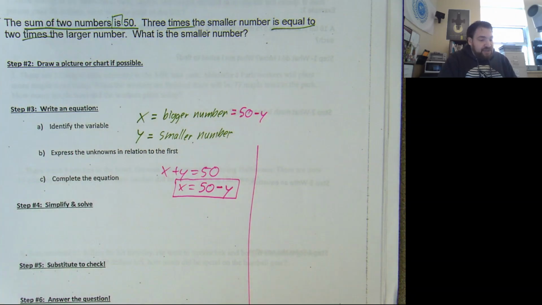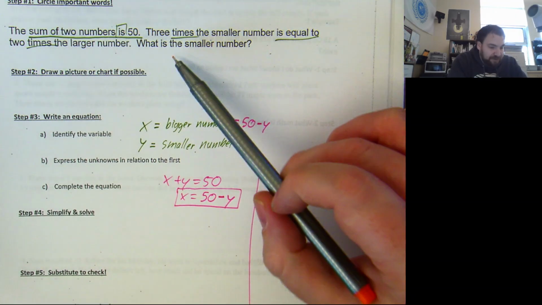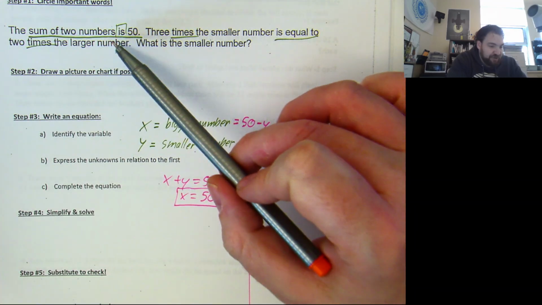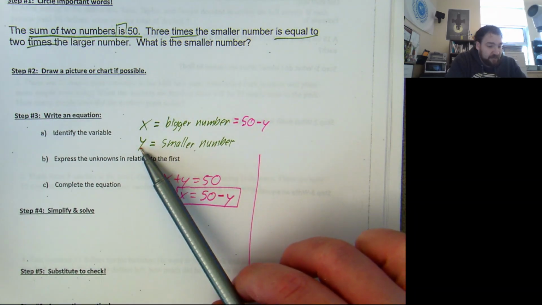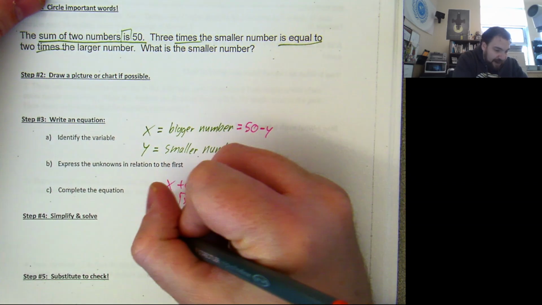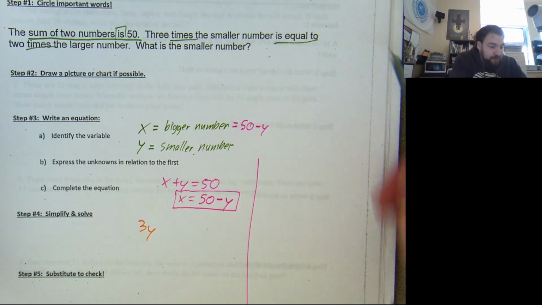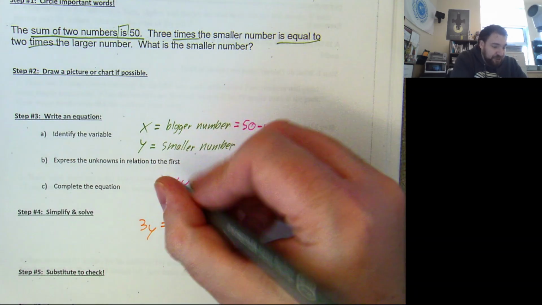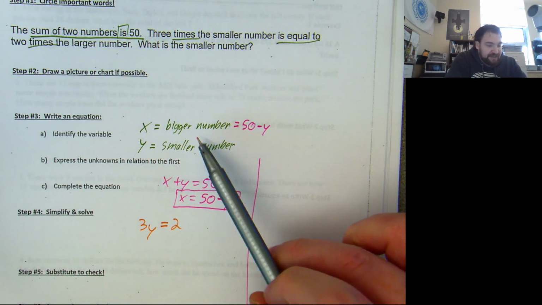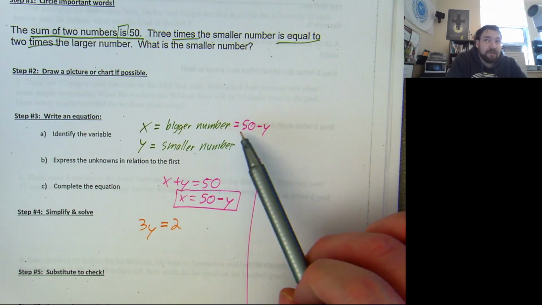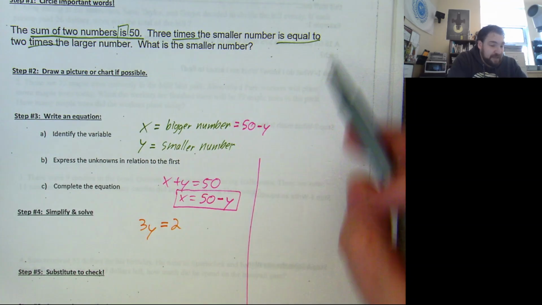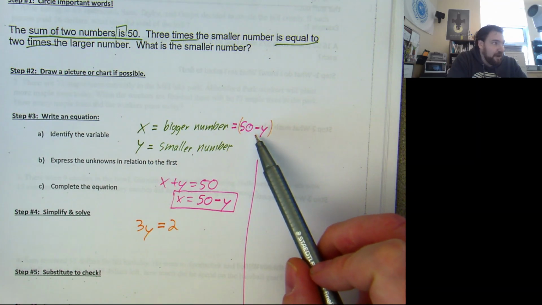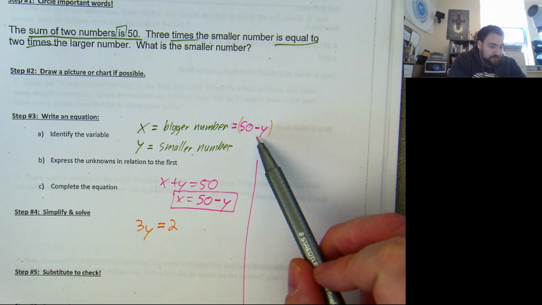So we can go ahead and make our equation. What do we know happens to the smaller number? Well, it says 3 times the smaller is equal to 2 times the larger. The smaller number is y, so 3 times the smaller, 3y, is equal to what? 2 times the larger. Well, the larger isn't x anymore. The larger now is what? 50 minus y. This whole expression is now what the larger number needs to be.